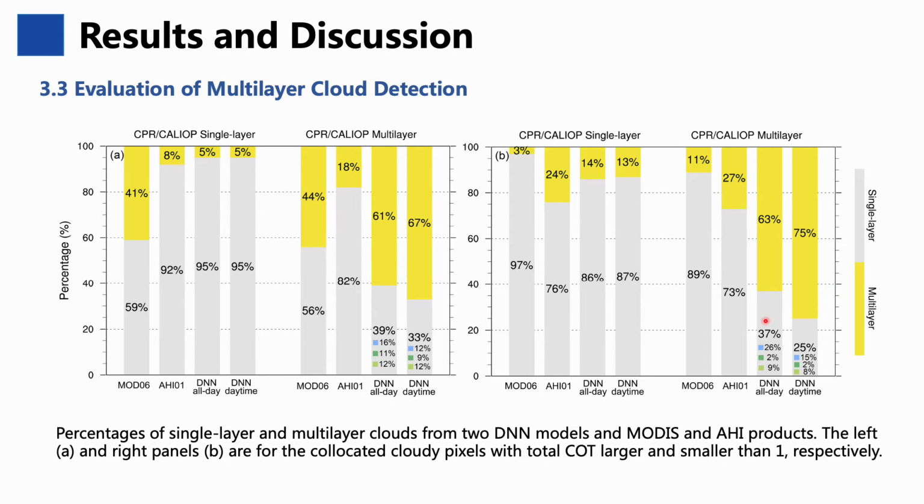For thin clouds, the DNN model performs slightly better, with less misclassification of the multi-layer clouds and mixed phase clouds. So the score rate of the multi-layer cloud reaches 63% and 75% for the DNN model and daytime model respectively, while the MODIS products classify most thin clouds as single layer cloud.